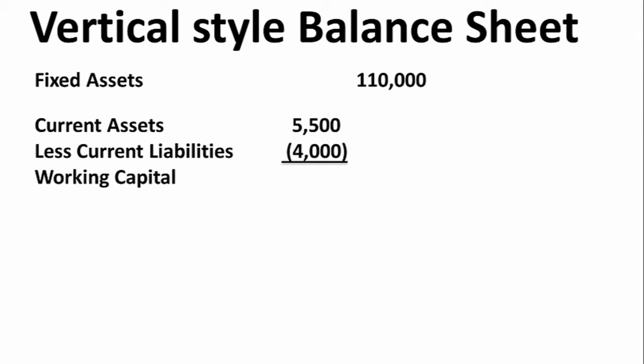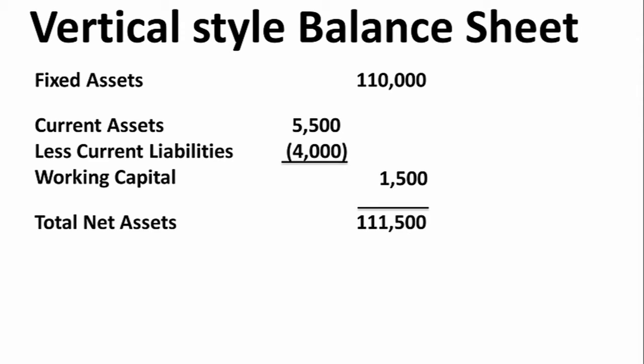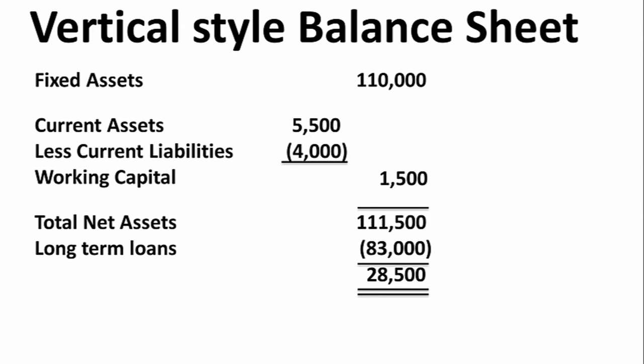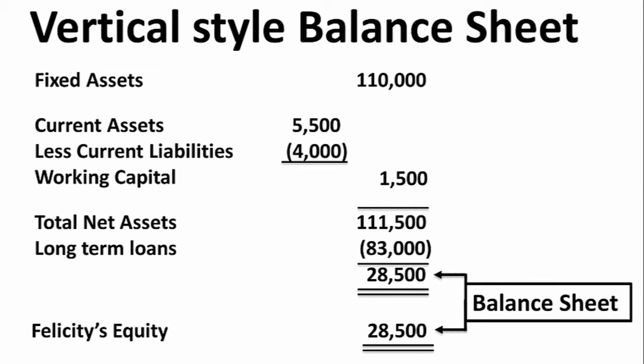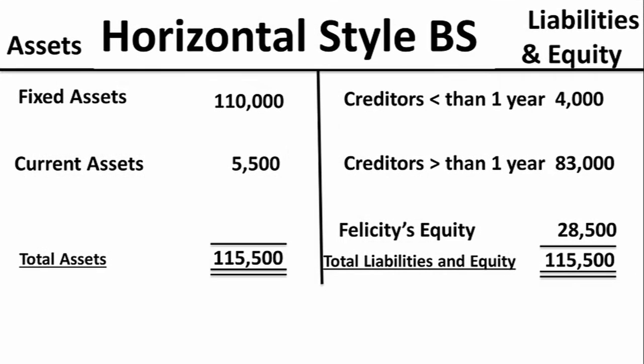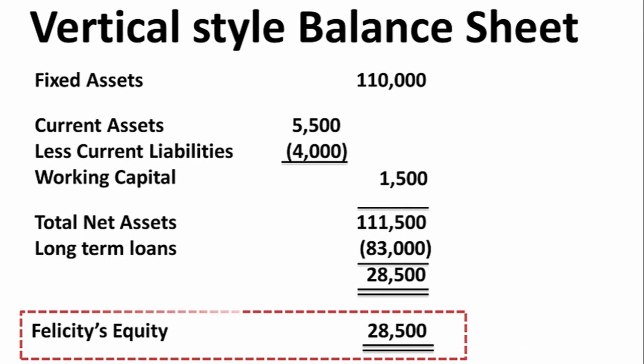This has the advantage of instantly showing the working capital, or the ability to pay your way in the short term. The next subtotal is total net assets. After that, we take off the long-term loans and commitments. This gives us the true worth of the balance sheet, which equals the equity. To remind you, this was Felicity's balance sheet in the horizontal style with her equity being $28,500. And this is Felicity's balance sheet in the vertical style with the same $28,500 equity.